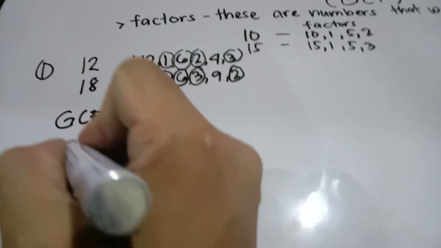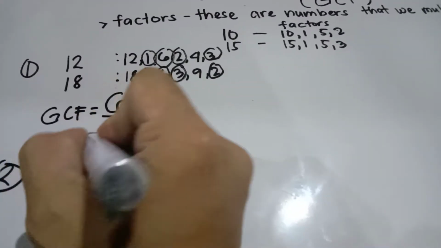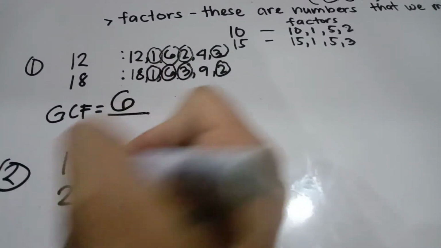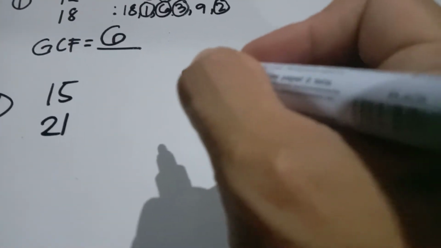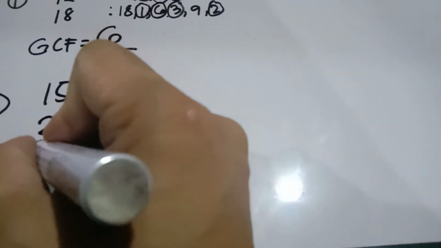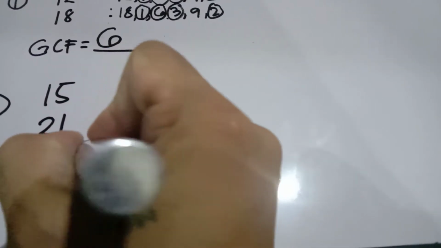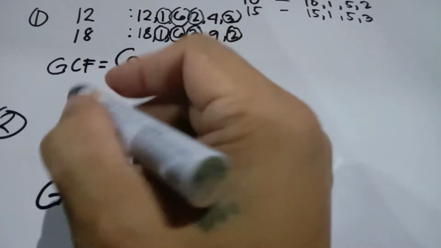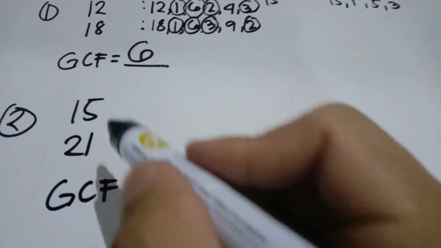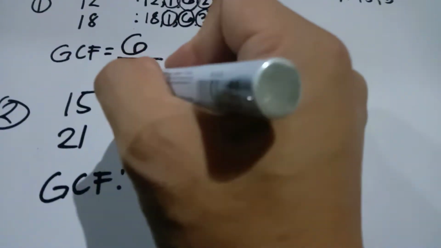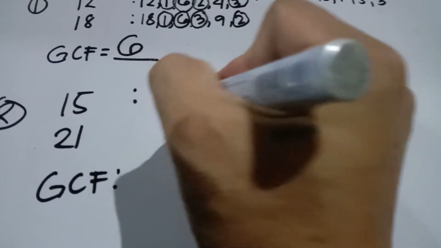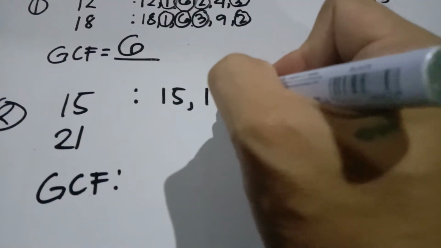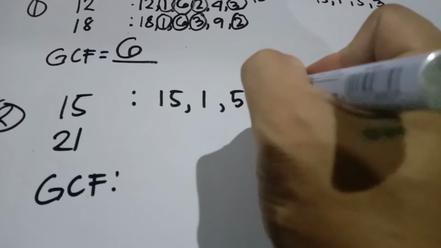Okay, let's try 15 and 21. So first step, you are going to list down all the factors of the two numbers. What are the factors of 15? We have 15 and 1. What else? 5 and 3.